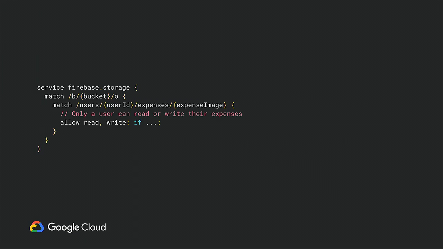That little squiggly character is a wildcard. So in this case, we're going to say, hey, match the bucket in your project. And similarly, we can say, OK, let's imagine that we're naming the images that we're uploading to Cloud Storage for Firebase.